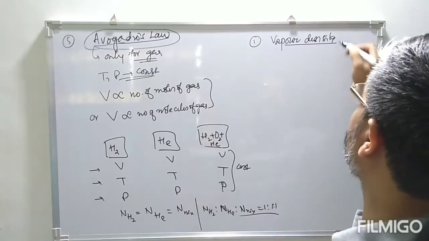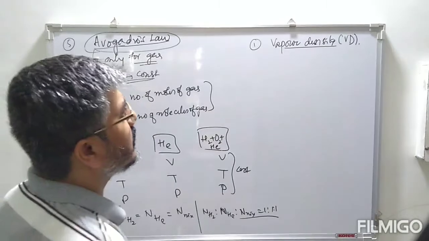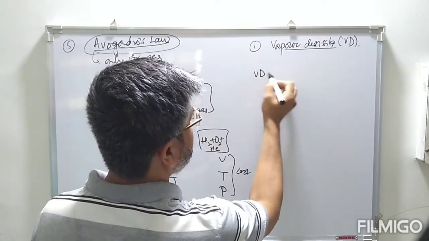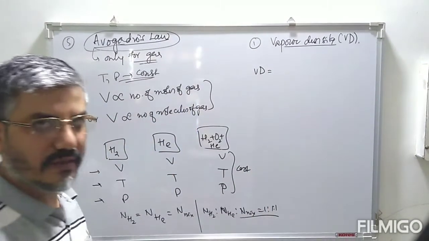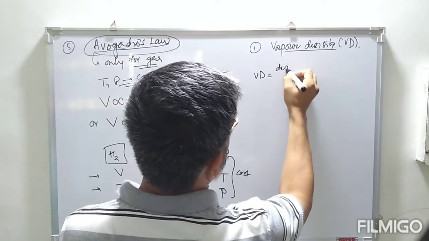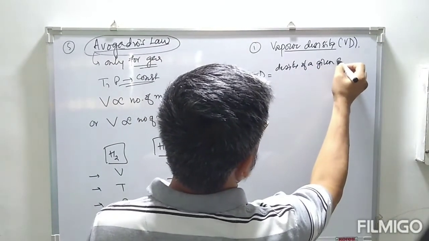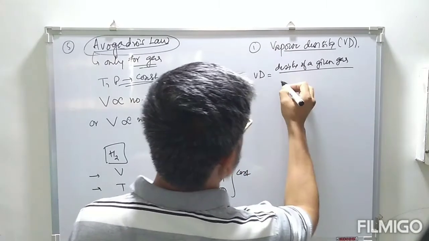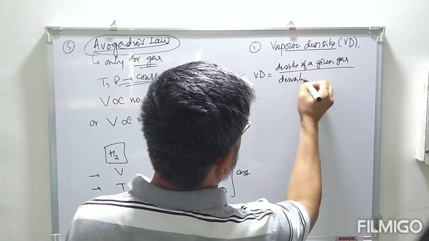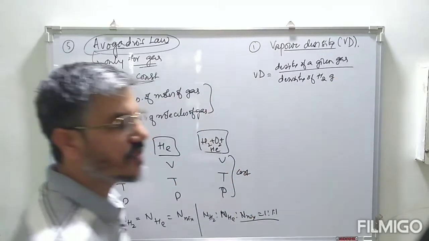Vapor density is simply written as VD. So this vapor density is not a density but a pure number. This is the ratio of two densities: density of a given gas divided by density of hydrogen gas at the same temperature and pressure.